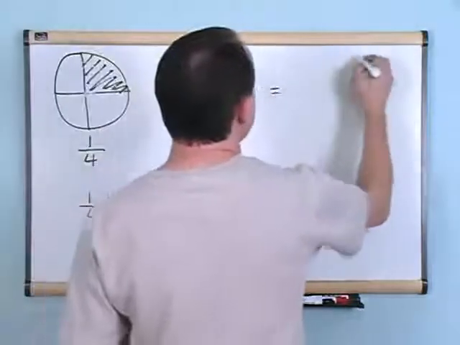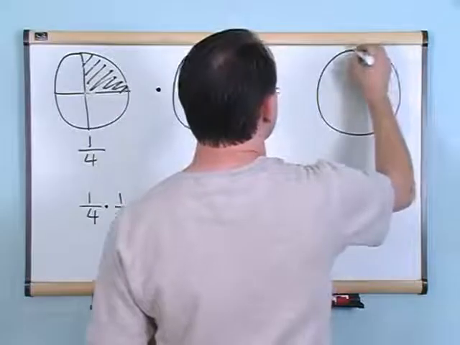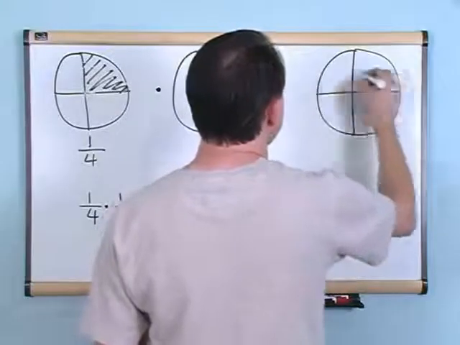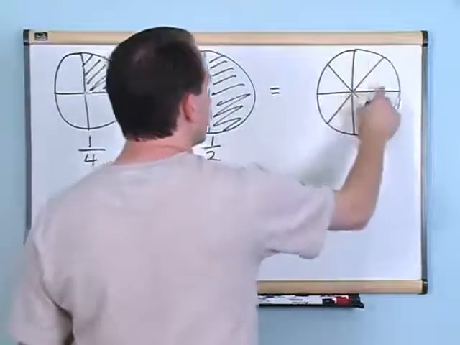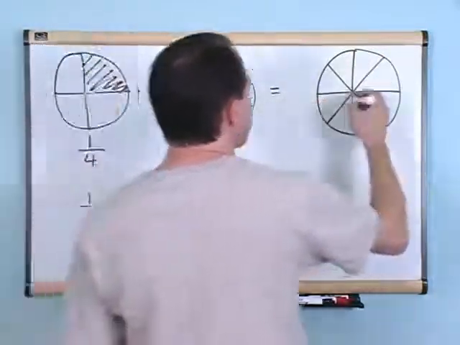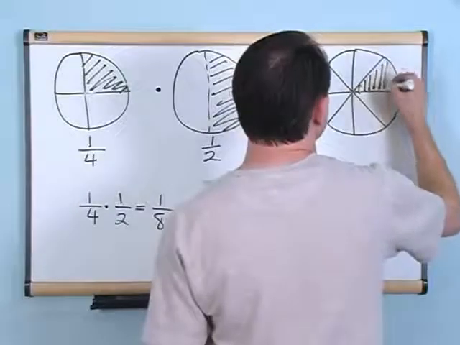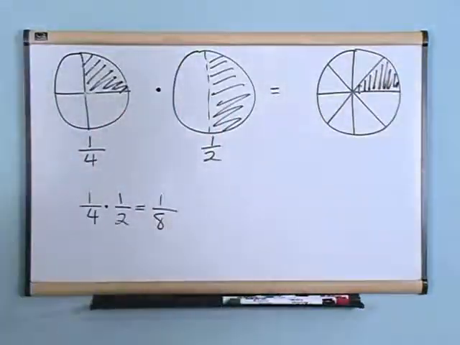And let's see what 1/8 is going to look like over here. Let me go ahead and divide my pie into 8 equal pieces. Okay? 1, 2, 3, 4, 5, 6, 7, 8. And I'm just going to take one of those pieces because that is 1/8. Now look at what we have here.